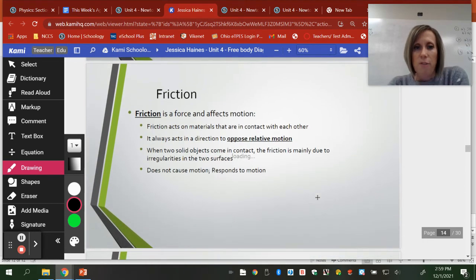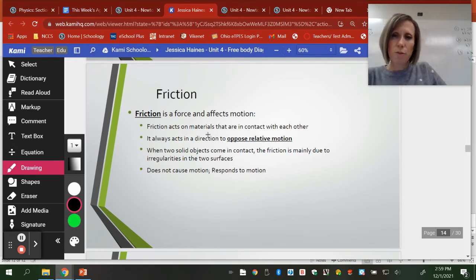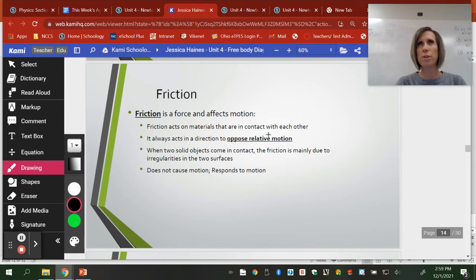Friction is a force that affects motion. It acts on materials that are in contact with each other. Friction always opposes the motion, so friction's always working against the direction of the motion or the applied force, almost always. When two solid objects come in contact, the friction is mainly due to irregularities in the two surfaces. That's why smooth surfaces slide past each other a lot easier than rough surfaces do. And it does not cause motion, it responds to motion. So friction only acts if there's motion trying to happen, and is non-existent if there's no motion trying to happen.